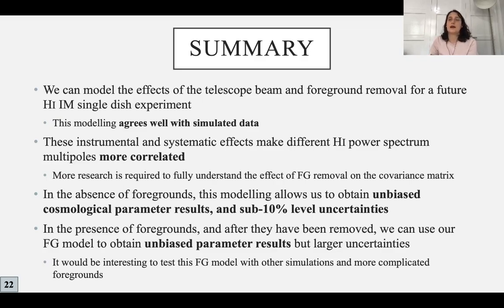We've also shown that in the absence of foregrounds, we can use our modeling to obtain unbiased cosmological parameter results and uncertainties, fractional uncertainties below 10%. And then in the presence of foregrounds, that model isn't good enough anymore, but we can use our foreground model to obtain unbiased parameter results just with slightly larger uncertainties.